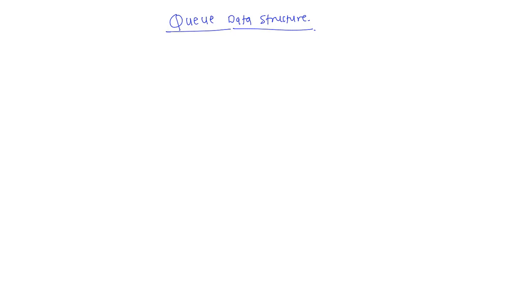So we'll be building an abstract data type, ADT. Abstract data type means it will be an object, and we'll be performing various operations on that object by using functions. So our queue will look like this.